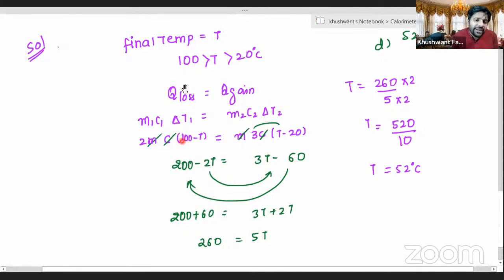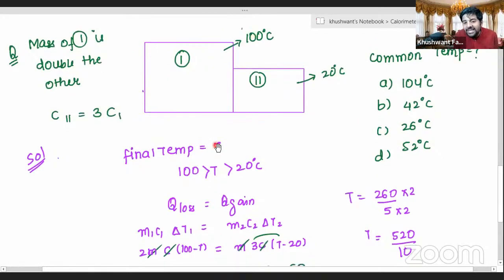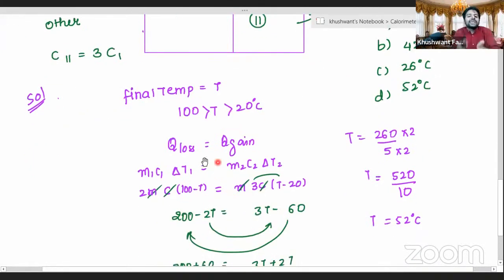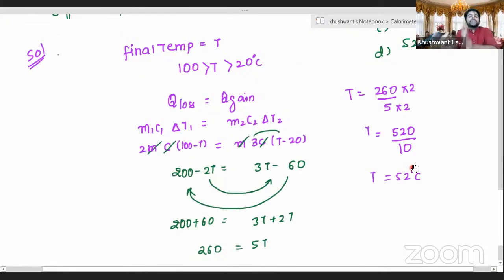So that amount of heat is being lost by the body which is cooling from 100 to T degrees Celsius, and the second body, which had a temperature of 20, is getting warmed up to T degrees Celsius. This simple fundamental we applied in this question to reach our final answer, where the final T comes out to be 52 degrees Celsius. The entire calculation is in front of you. Which option is correct, Swarada? Option number D.